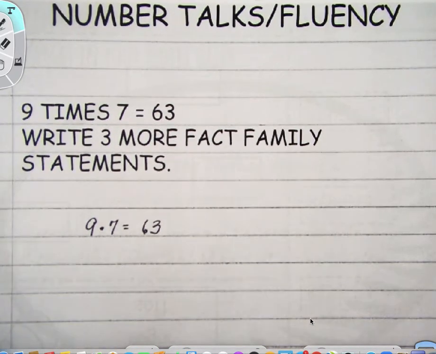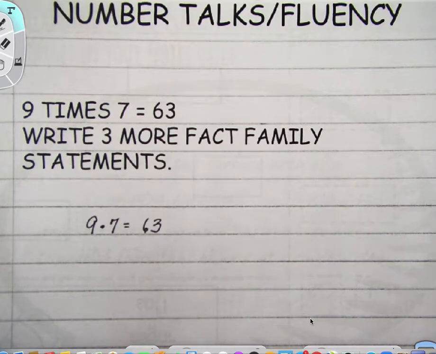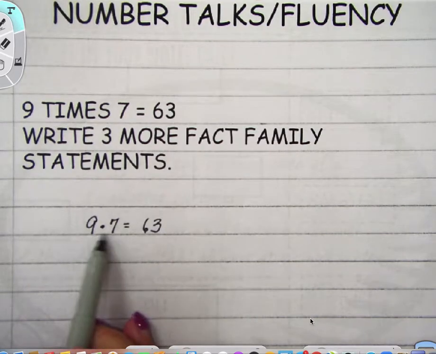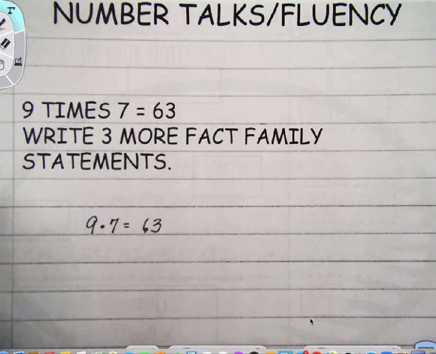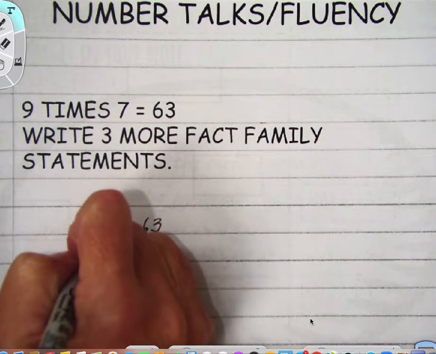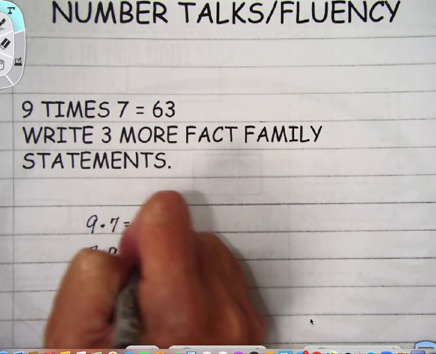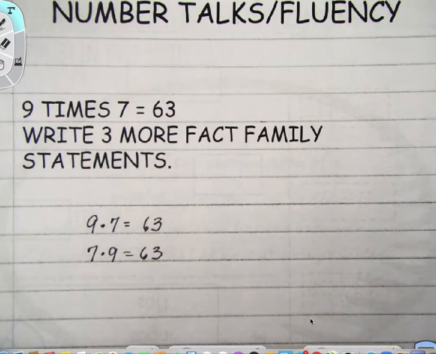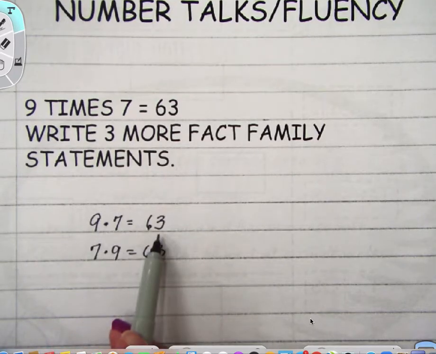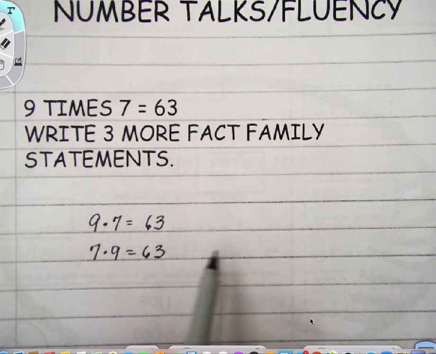That little dot stands for multiplication. Okay? So can I switch these two around? In other words, can I make this 7 times 9? Of course I can. 7 times 9 is also 63. There's a little property called the commutative property that applies to multiplication and addition that says it doesn't matter which order we add or multiply numbers, we will get the same result. Therefore, 9 times 7 is 63 and 7 times 9 is 63.